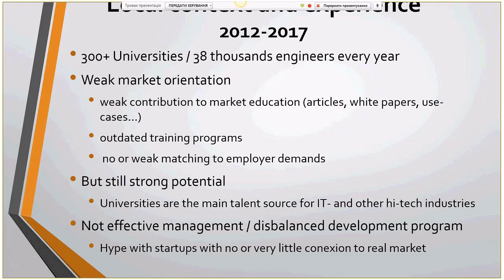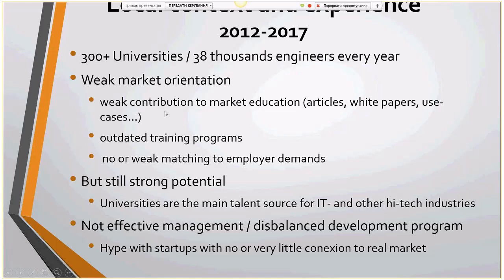So, the local context with university: as I said, we have 17, but in total in Ukraine we have more than 300 universities. It's a heritage of the Soviet Union, so every year almost 40,000 young engineers graduate from these universities. But of course, it much exceeds local market needs. And there is an issue with these universities, because almost all of them are state universities. Typically, they are also a heritage from the Soviet Union. They have very weak market orientation.